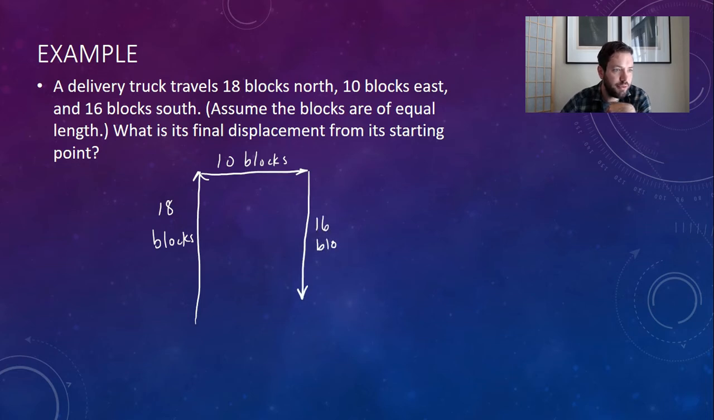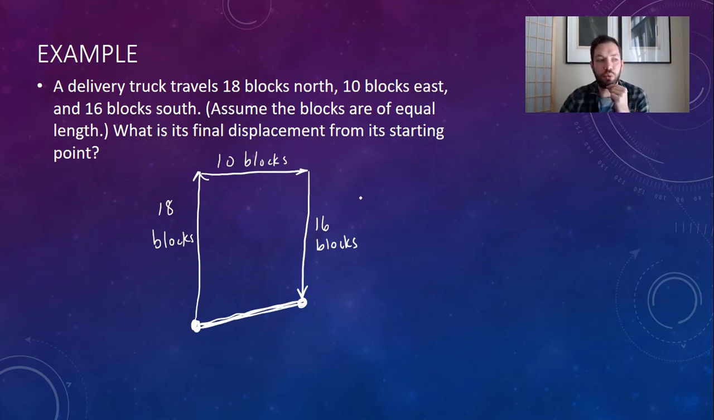What we're trying to do is figure out what its displacement is from where it started. So not the total distance that it traveled, that would be 18 plus 10 plus 16, but actually, how far is it from where it started? What's the distance between its starting point and its end point? What is this displacement here?